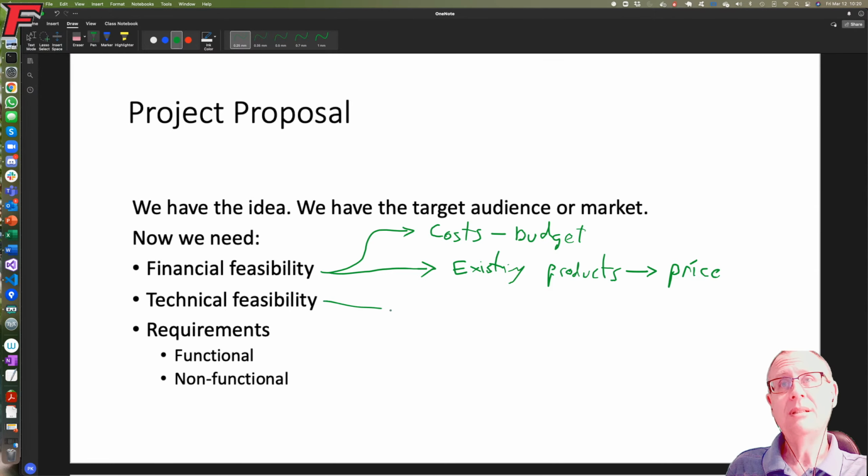Technical feasibility. Even though you're senior students, there may be something you need to learn still, right? So you need to identify any holes in your team's skill sets and figure out how you're going to fill them.